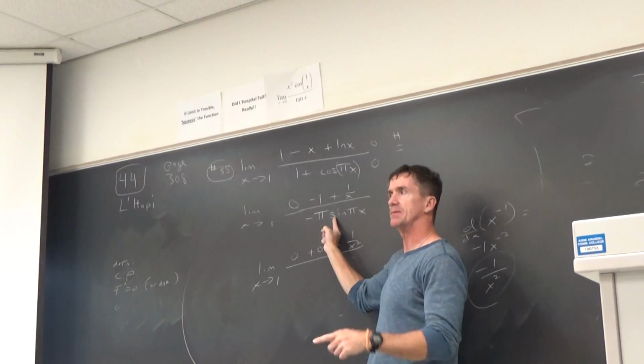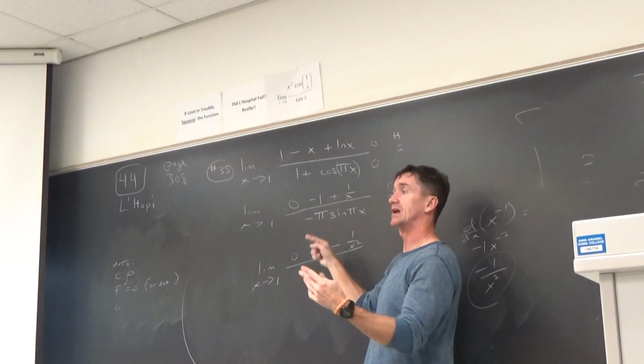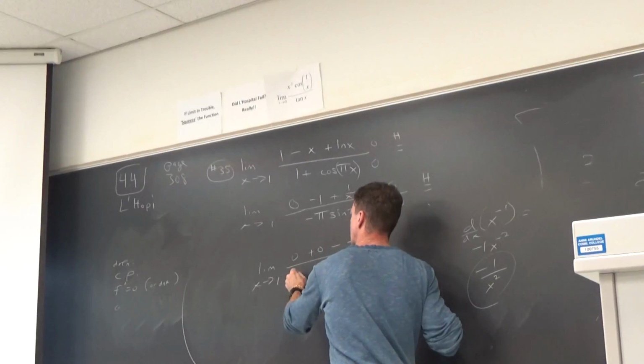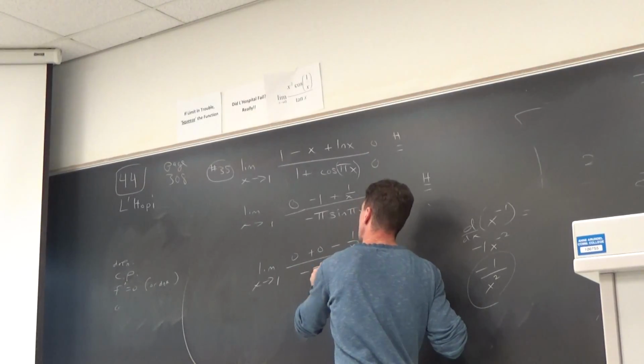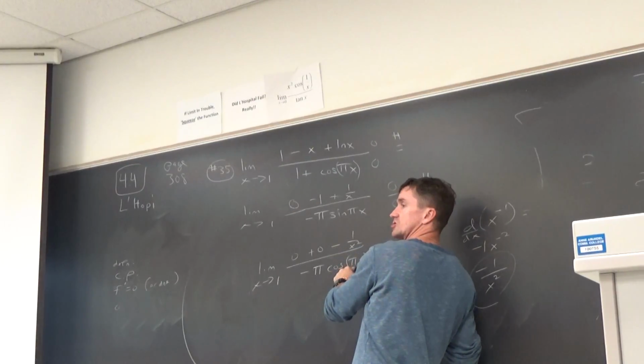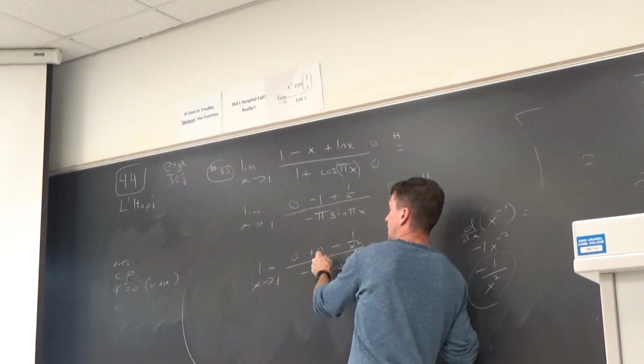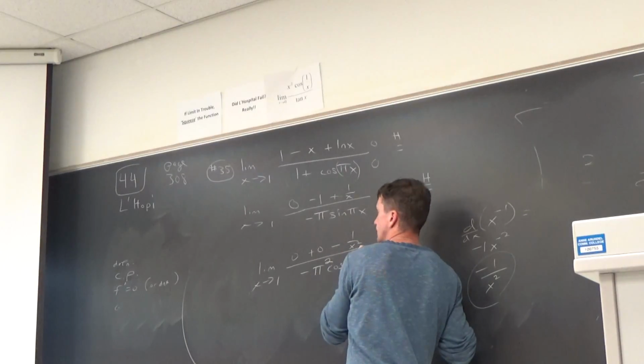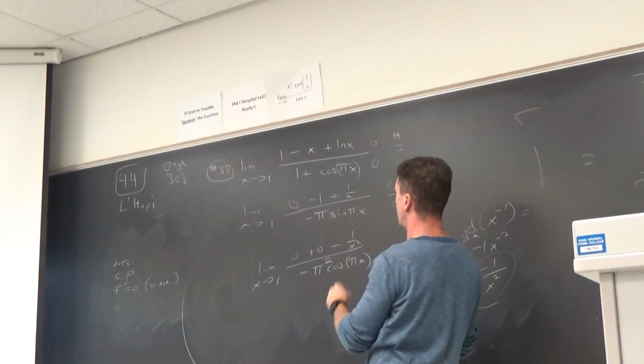Sine, negative sine becomes what? Negative cosine? But then I do have to apply a chain rule. So I get negative pi cosine pi of x times, chain rule, another pi. What's pi times pi? Pi squared. Now plug in 1 and get your answer.